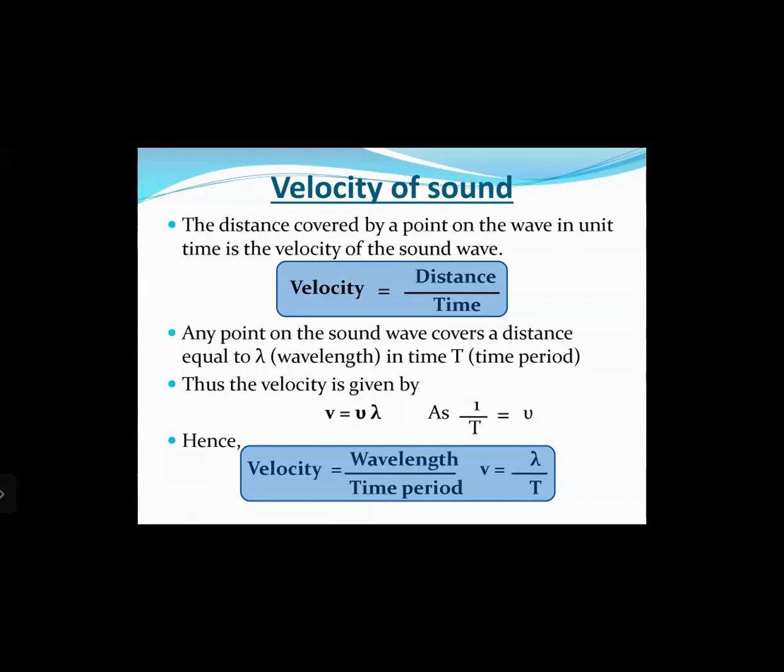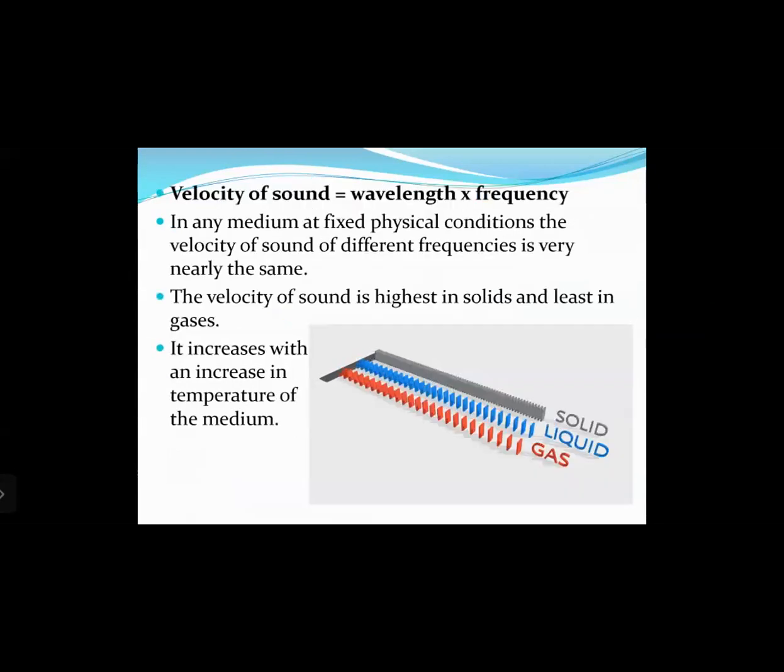We know as 1 upon t is nu, we can write velocity equals wavelength upon time period, that is v equals lambda upon t, right? So velocity of sound equals wavelength into frequency. In any medium at fixed physical conditions, the velocity of sound of different frequencies is very nearly the same. The velocity of sound is highest in solids and least in gases. It increases with an increase in temperature of the medium, right?